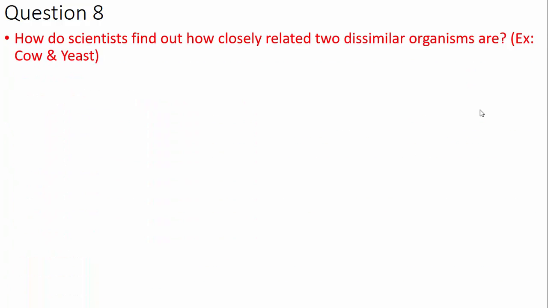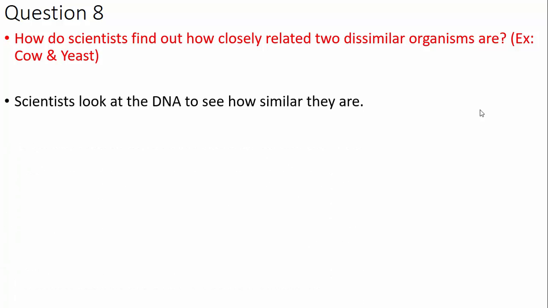Number 8, how do scientists find out how closely related 2 dissimilar organisms are? For example, cow and yeast, they are nothing alike, but if things come from a common ancestor, we have to figure out how closely related they are, and even though they're not closely related, we can still figure out an approximate range. Well, they look at the DNA to see how similar they are. You can look at the DNA because it has the same 4 ingredients.